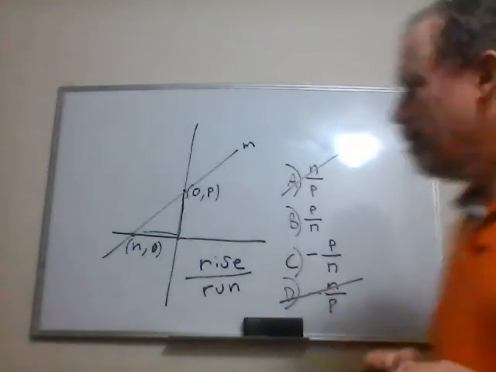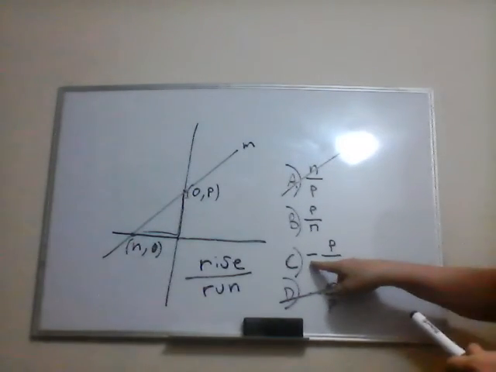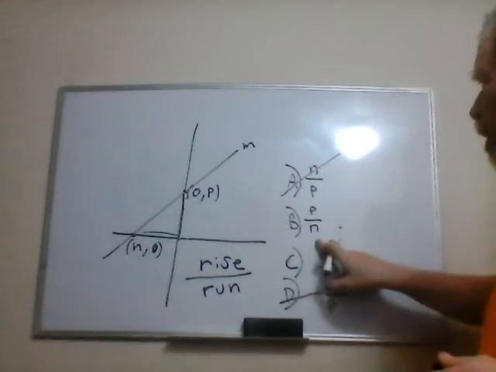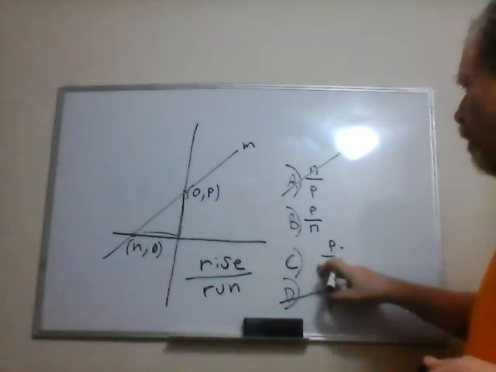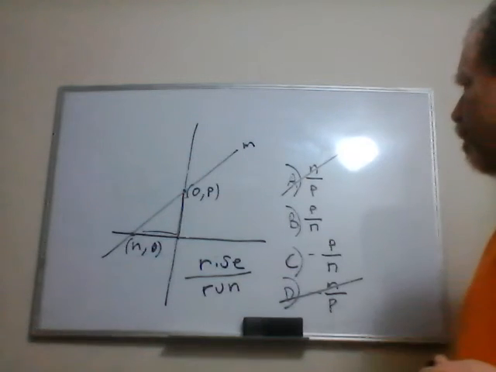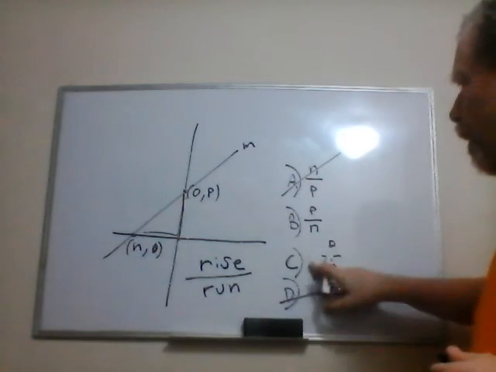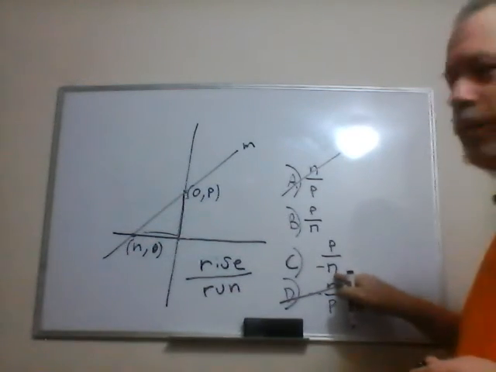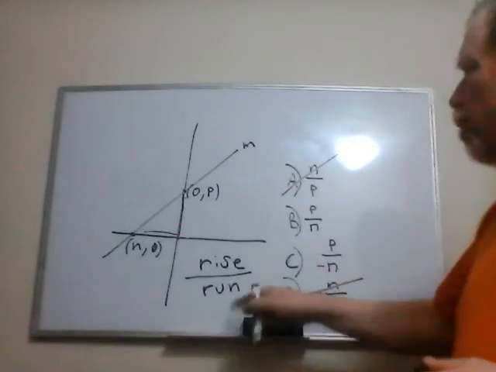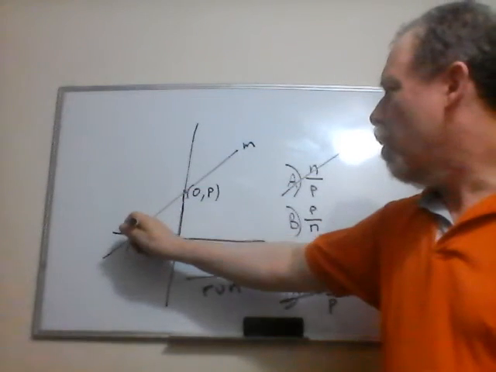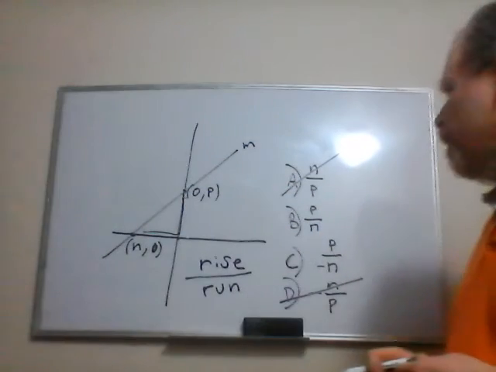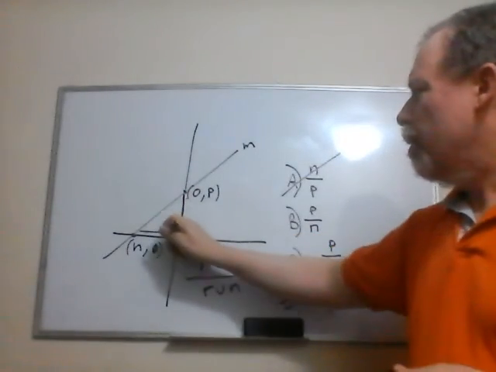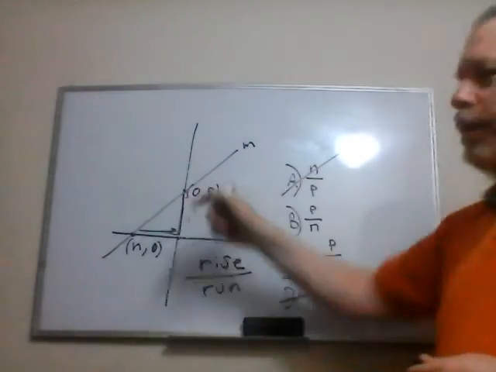So the correct answer is actually, it doesn't matter whether this negative is on the P or on the N, as long as it's only one of them. It's a negative number if either of those is negative. My preferred form here would be to put the minus N on the bottom to make it a little bit more clear. That's the actual run. That's the distance between this negative number and 0. And then we have, it's a positive number because it proceeds in this direction. That's a P there.